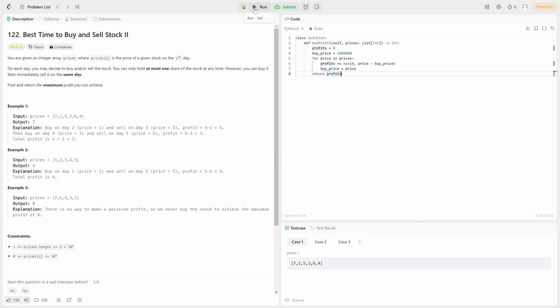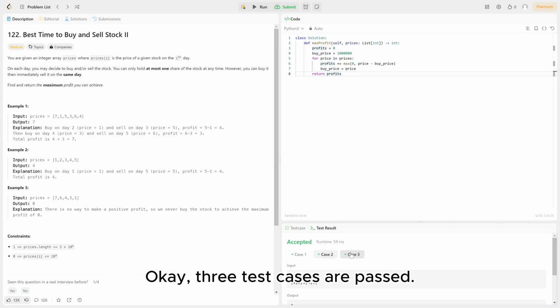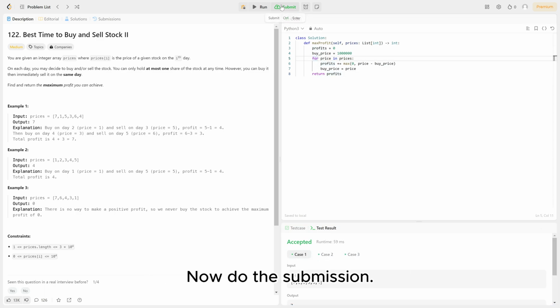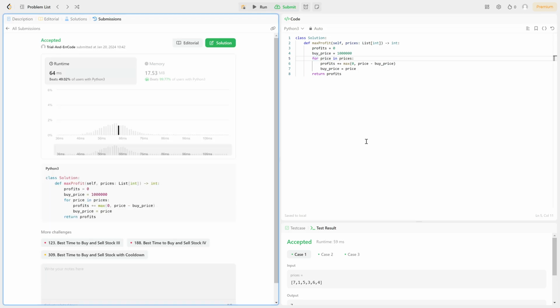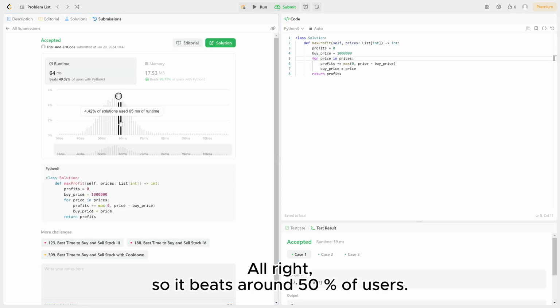Now let's see if it works. Okay, 3 test cases are passed. Now do the submission. All right, so it beats around 50% of the users.